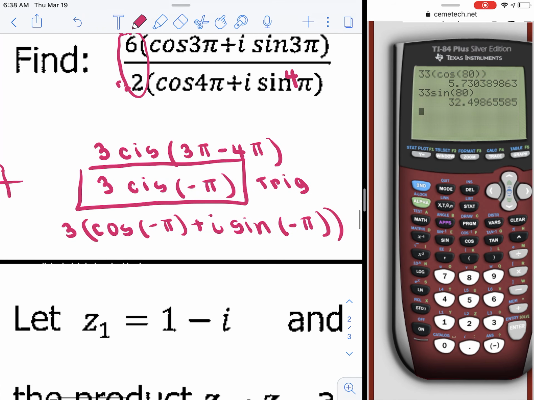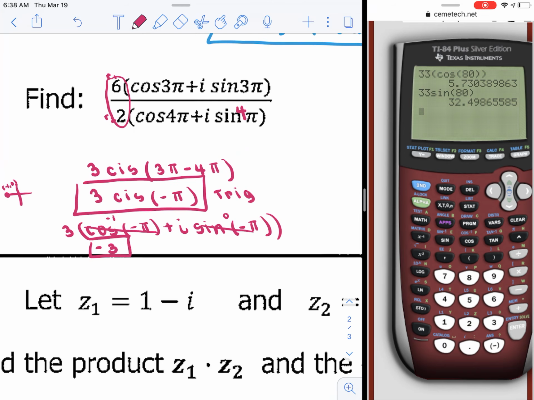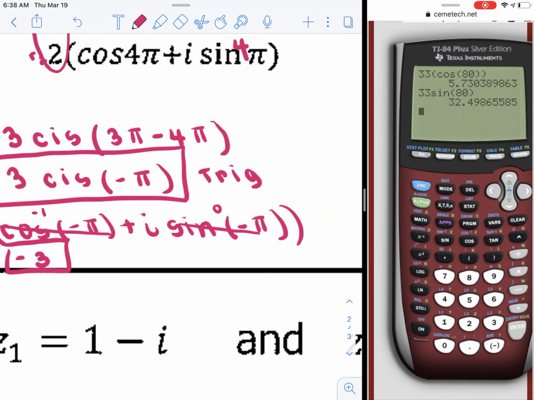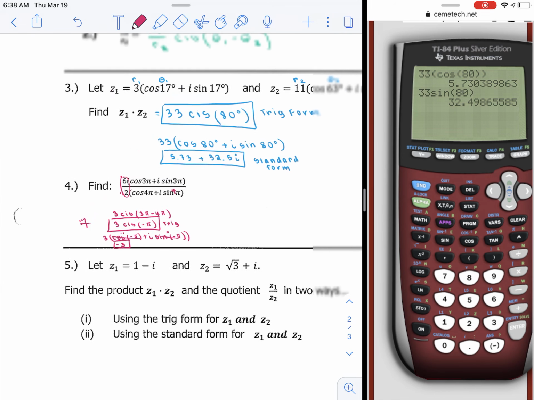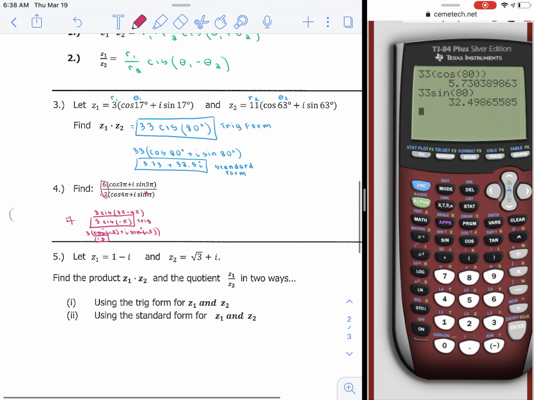So we could fill in for the cosine a -1, for the sine a 0. And then note that when we distribute the 3, we would get a negative 3 as our final answer. Obviously, this part that's being multiplied with 0 would go away, and so then we would just get this real value of negative 3. So that is the answer for those 2 questions.